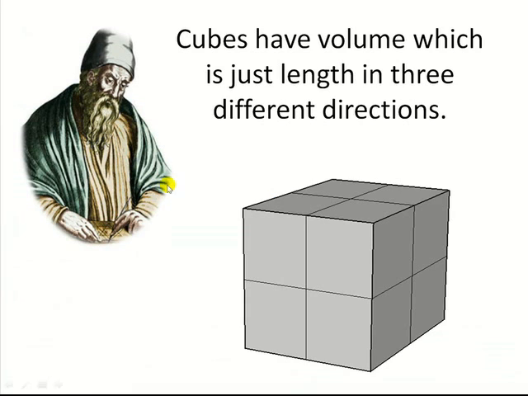Cubes have volume, which is just length in three different directions. Here we have the x direction, and you can see that here by the red lines. Now we have the y direction, and you can see that here by the red lines. And then you have the z direction, which we can see here. So the cube has x, y, and z. That gives it volume, or units cubed.